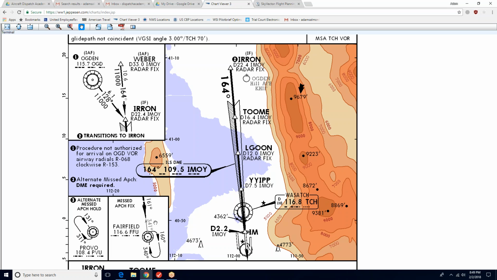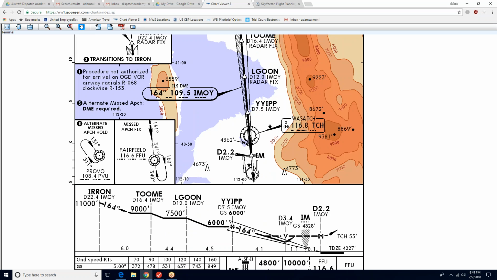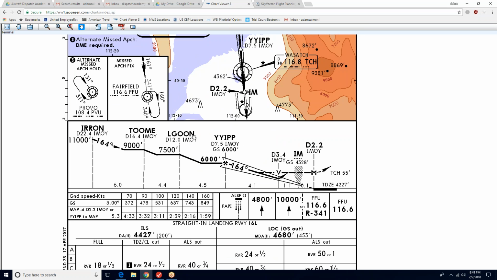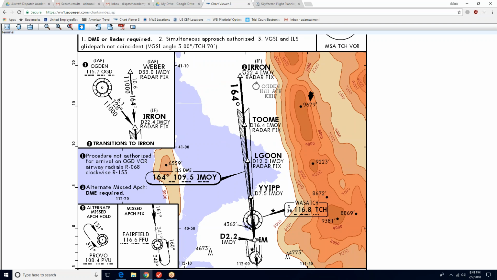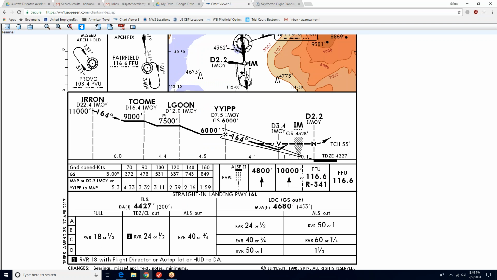Okay. So anyway. Cool. Thank you. That is what the approach is. So now below this, you see the actual profile view of it. This is looking at it from the side. Now, it's only showing the portion from this iron intersection down to the missed approach point. So this is looking at it, like I said, from a cross section, the same way.